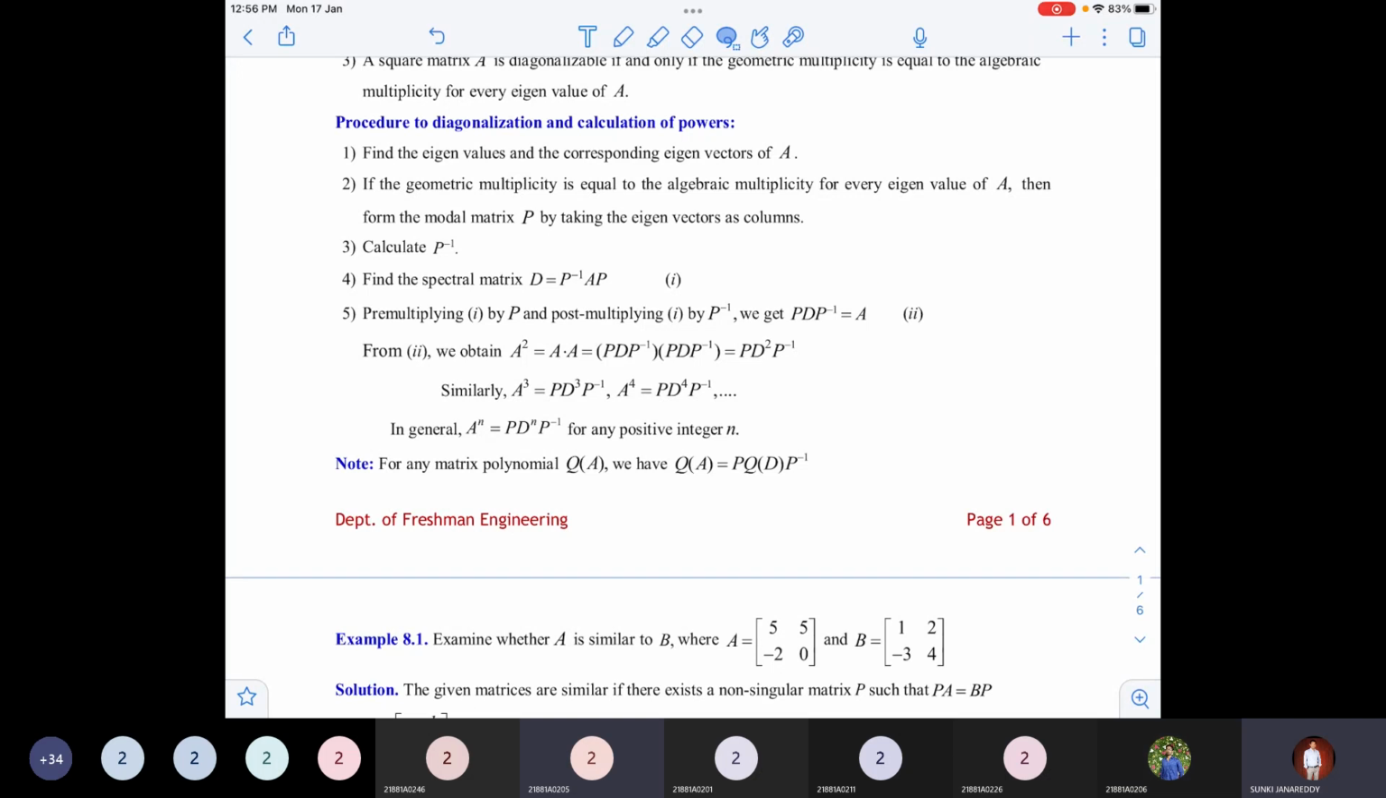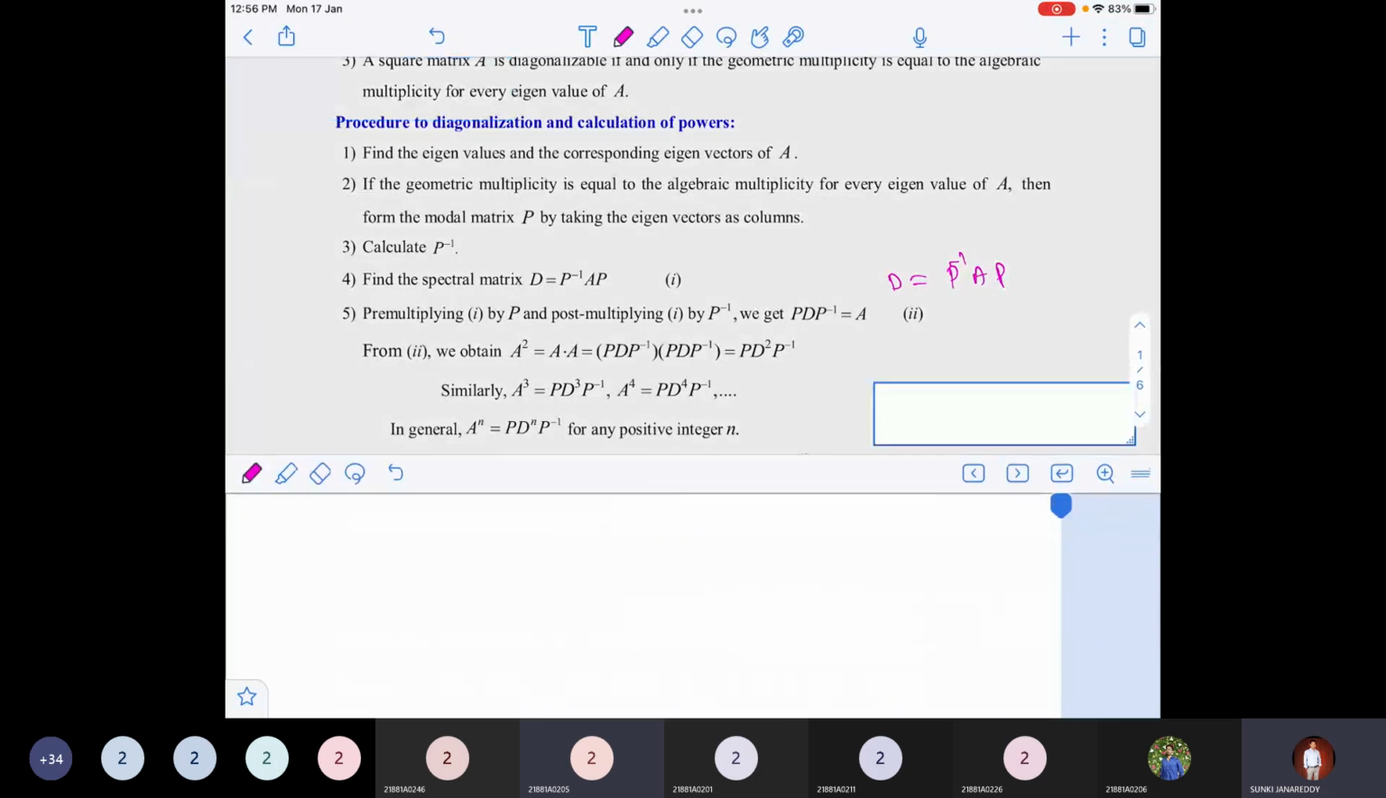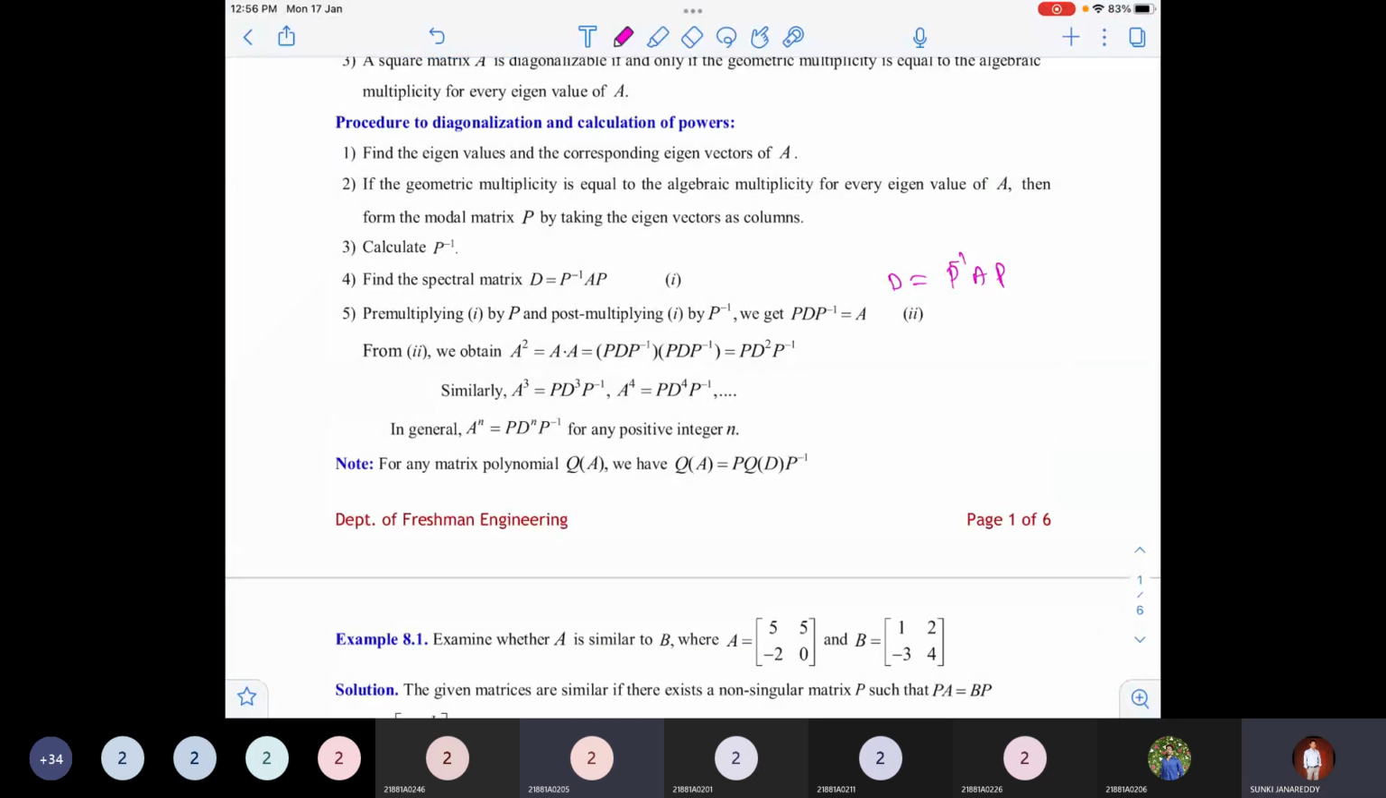Here D is equal to what? D is equal to P inverse AP. Okay? P inverse AP. Now pre multiply with P and post multiply with P inverse.